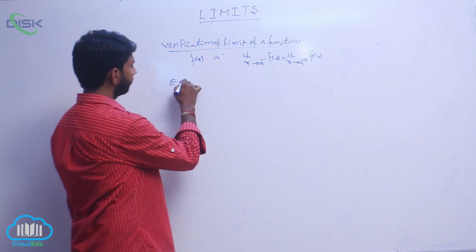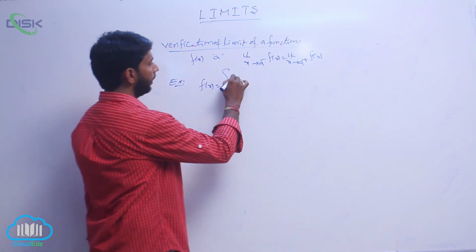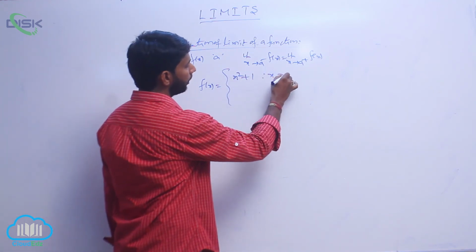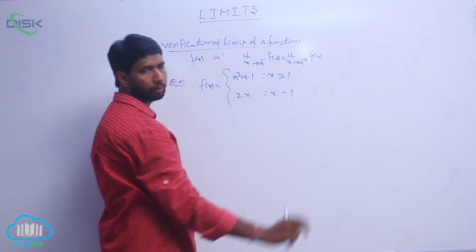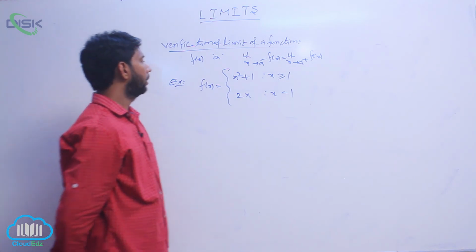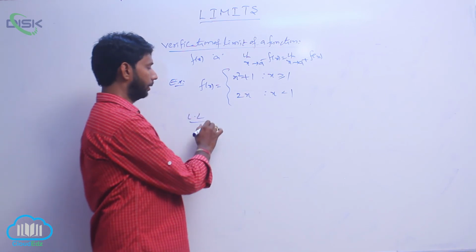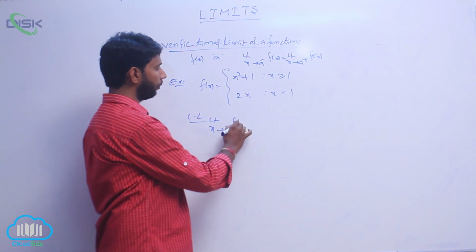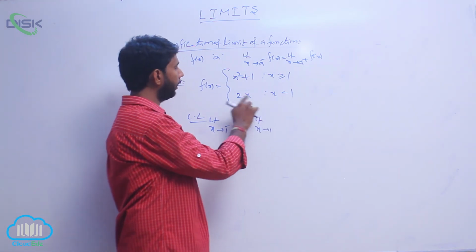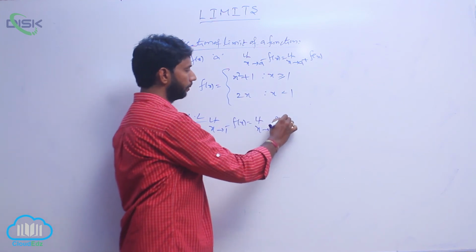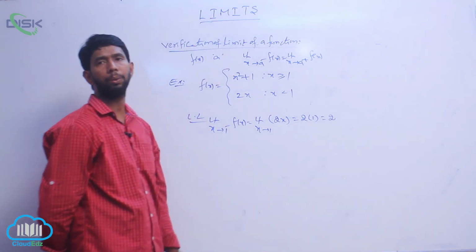Some examples. The function f of x is defined as x square plus 1 when x is greater than or equal to 1, and 2x when x is less than 1. Check whether the function has a limit or not. First go to the left limit, that is the limit as x tends to 1 minus of f of x. 1 minus means less than 1. When x is less than 1, the function is defined as f of x equal to 2x. It is 2 times 1, which is equal to 2. The left limit value is equal to 2.